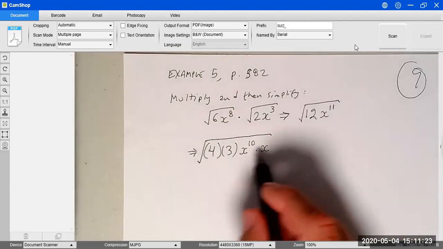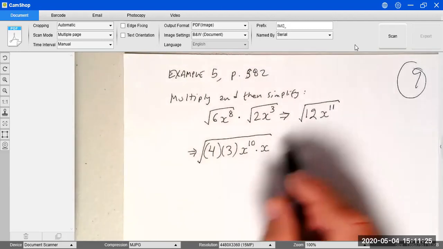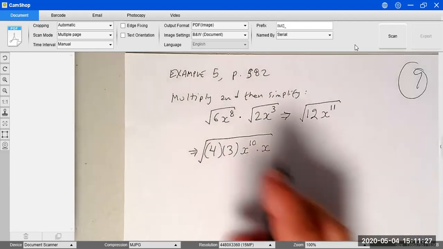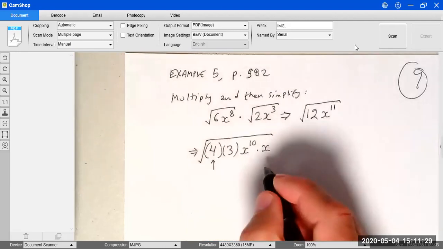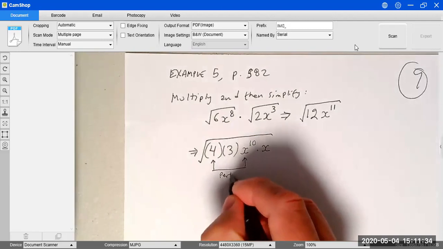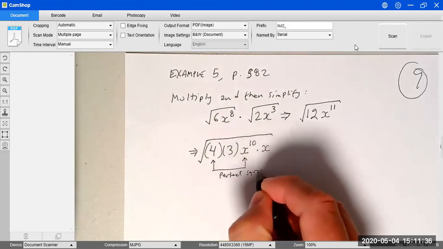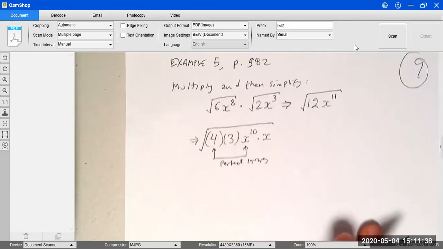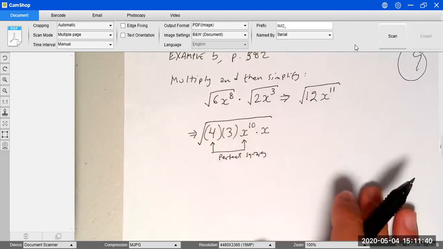So because in this case x to the 10 times x is x to the 11. So now I have 4, which is a perfect square. I have 10, this is another perfect square. So I have 2 perfect squares, and the rest are non-perfect squares.